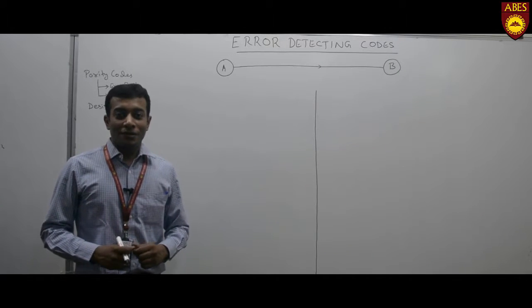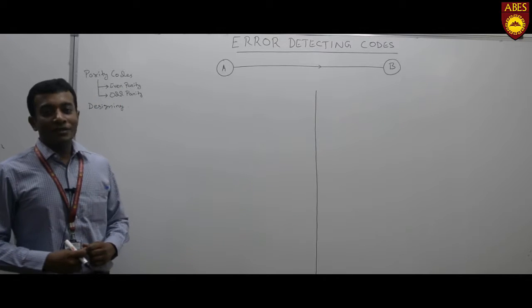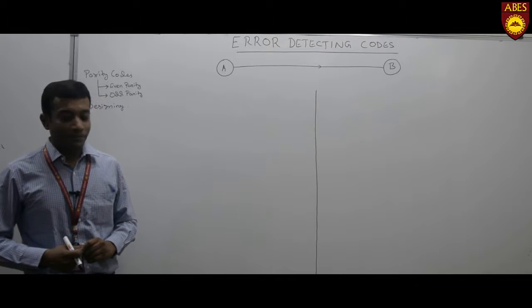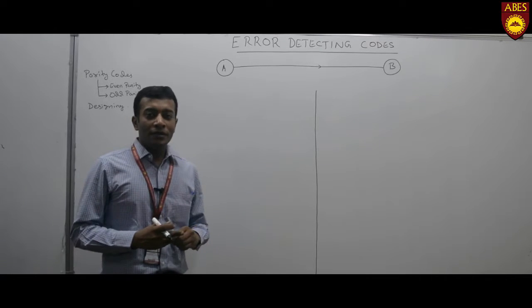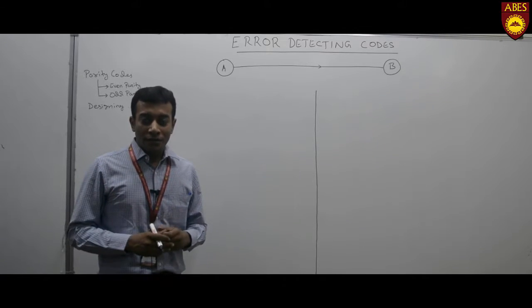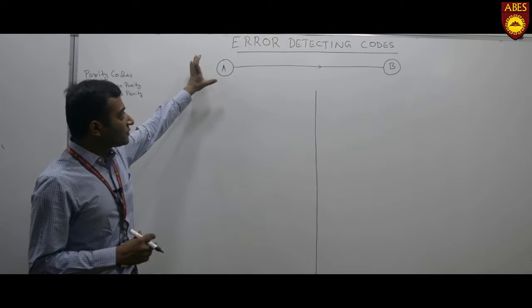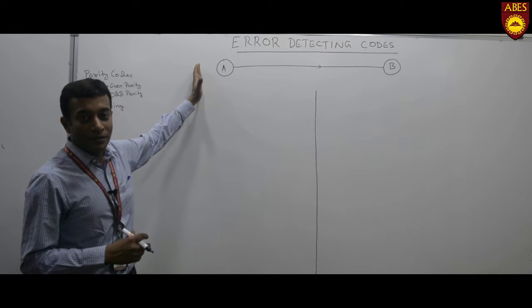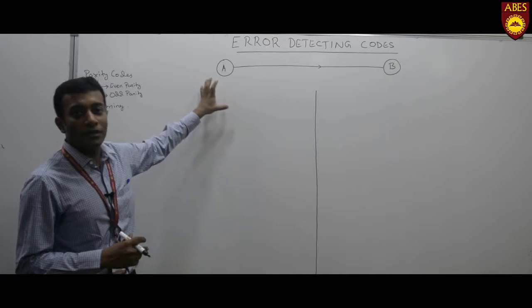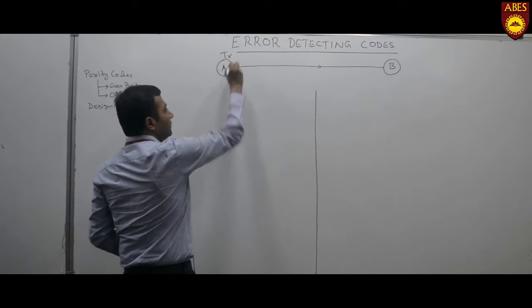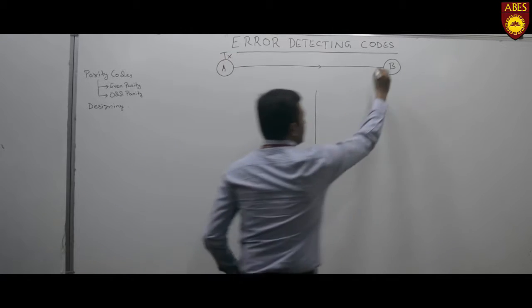I'm Navneet Sharma, and today we would be discussing a topic called error detecting codes. Whenever we need to communicate in binary or in digital communication, what we do is we transmit a given digital signal from point A to point B, where point A is our transmitter, point B is our receiver.